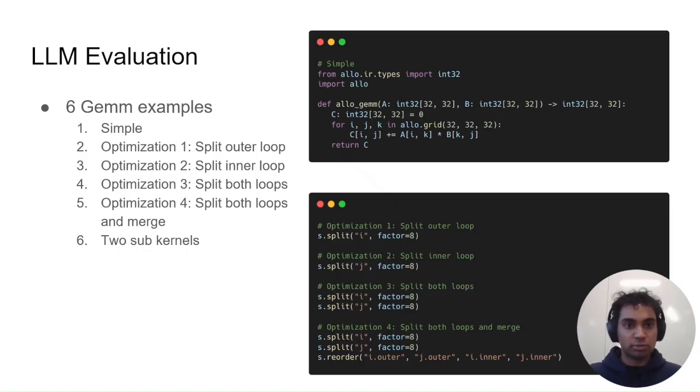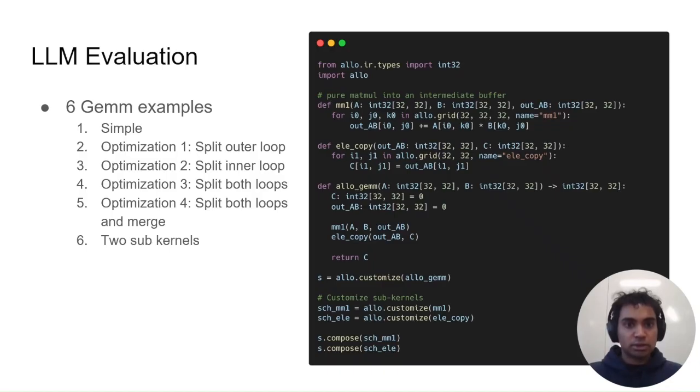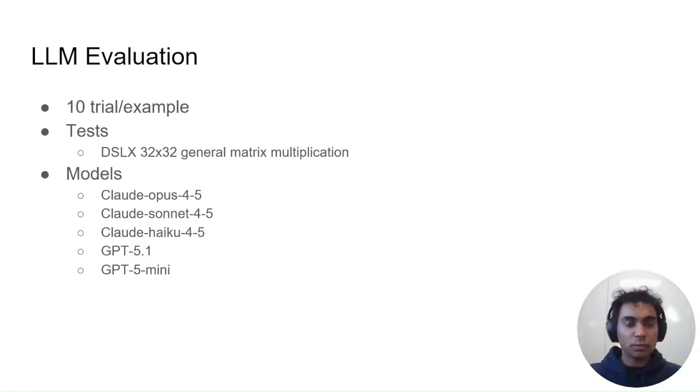The first example is a naive implementation, while examples 2 through 5 apply various loop splitting optimizations. Lastly, example 6 involves decomposing the matrix multiplication into 2 subkernels, as shown in the code snippet on the right. For each of the 6 examples, we run 10 trials, where one trial consists of iterating through the agentic loop until a valid output is produced, or until we reach the maximum of 10 iterations.